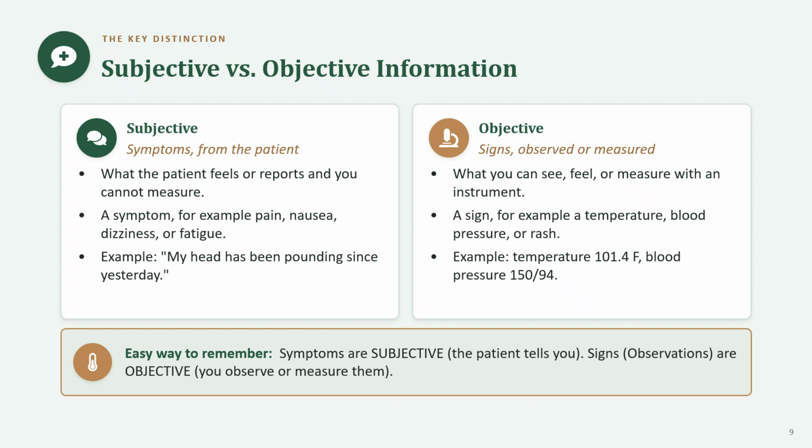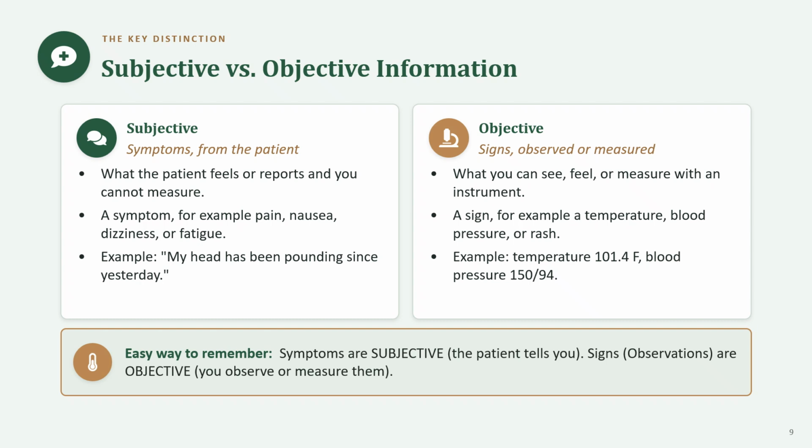Objective information is what you can see, feel, measure, or observe, ideally with an instrument. These are signs like a temperature, a blood pressure, a rash, or a lab result. A temperature of 101.4 or a blood pressure of 150/94 is objective because it can be measured. It goes under the O.